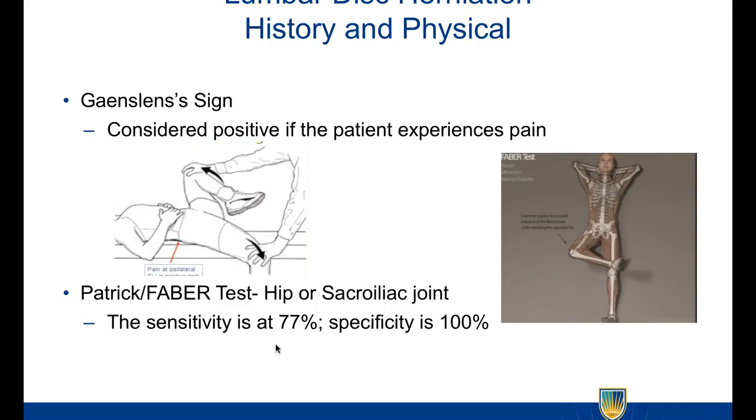Patrick's maneuver or FABER test. This is a test for the hip or sacroiliac joint. It isolates spasm to the iliopsoas muscle. The provider will flex, abduct, and externally rotate the hip. Pain while completing the maneuver is positive. The sensitivity is 77%, while the specificity is 100%.